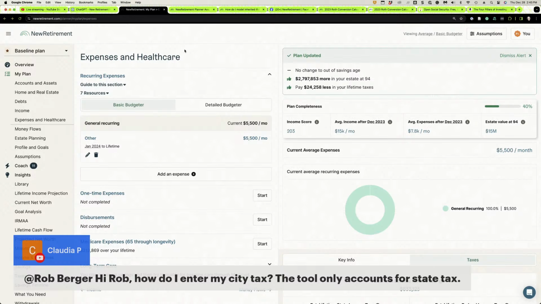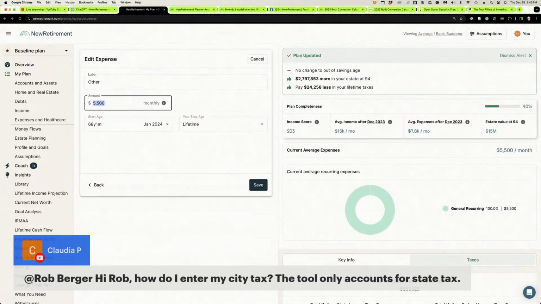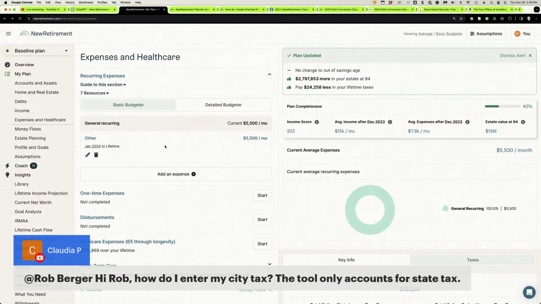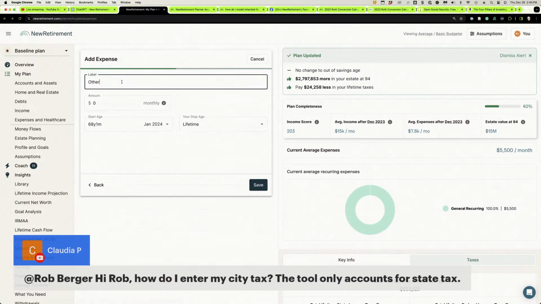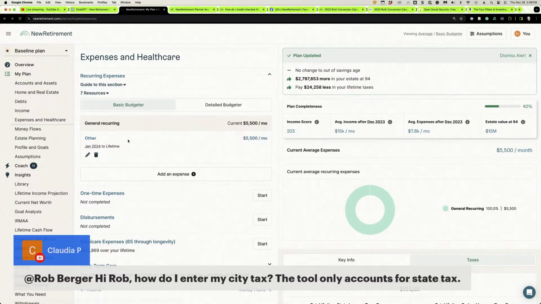So Claudia wants to know how you can enter city tax just as an expense, right? So you could, again, whether you use the detailed budgeter or the basic budgeter, if it's just basic, it would be part of your monthly expense number. And keep in mind, even if you use the basic budgeter, you don't have to put them all in one line item. You can create other expenses. So maybe you could have a taxes category if you wanted to add in property tax and other things, or some other way to break up your expenses.